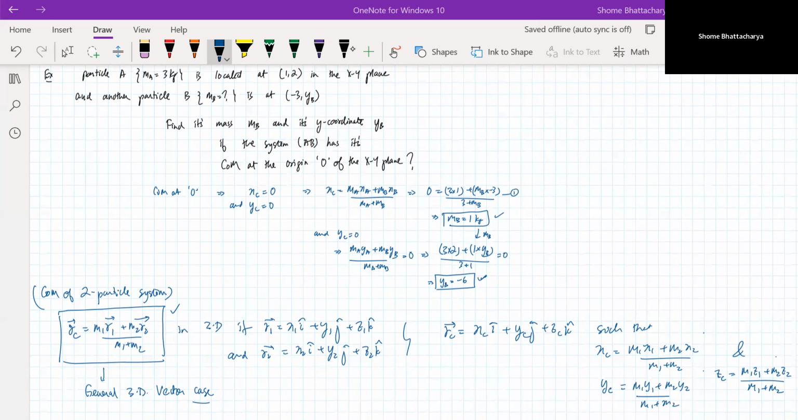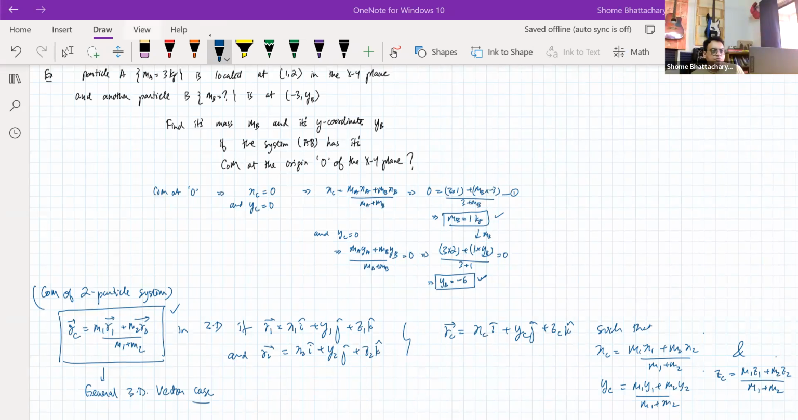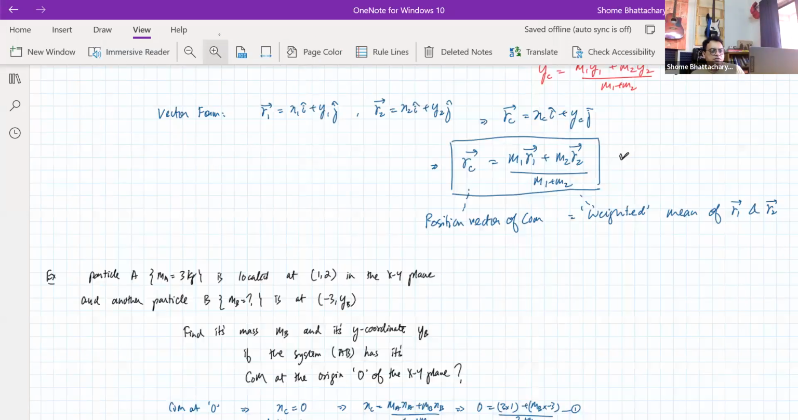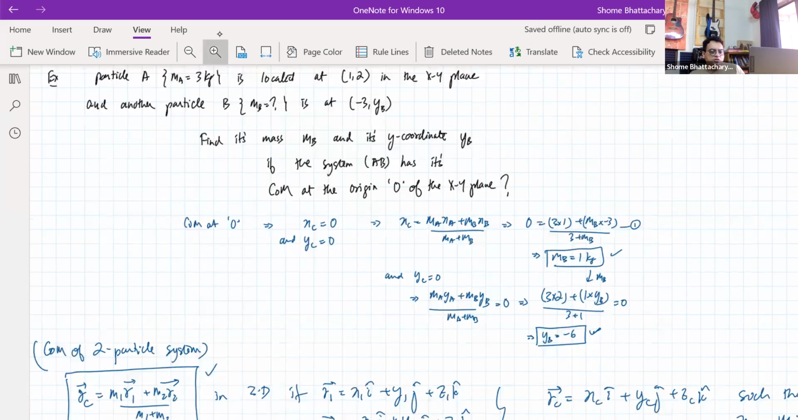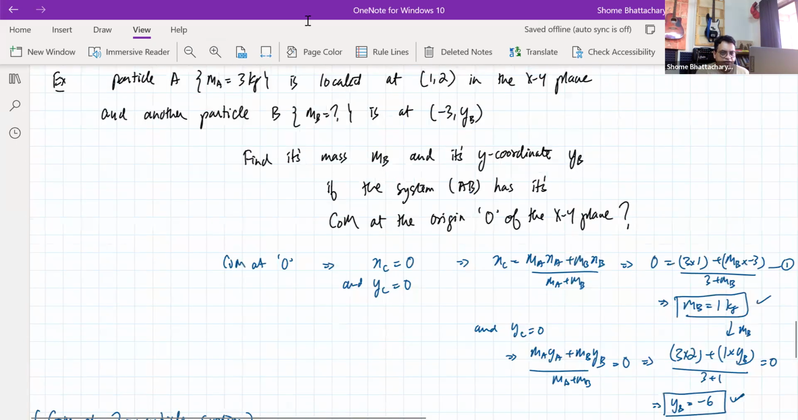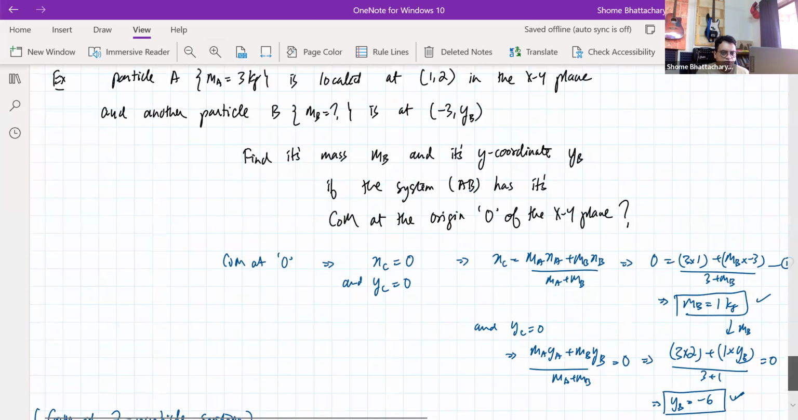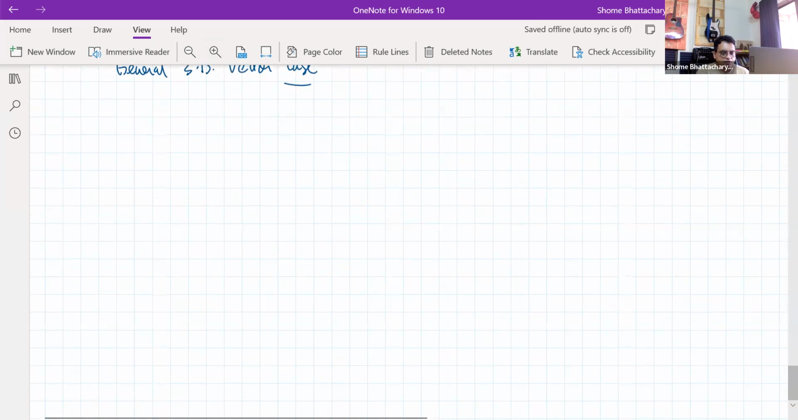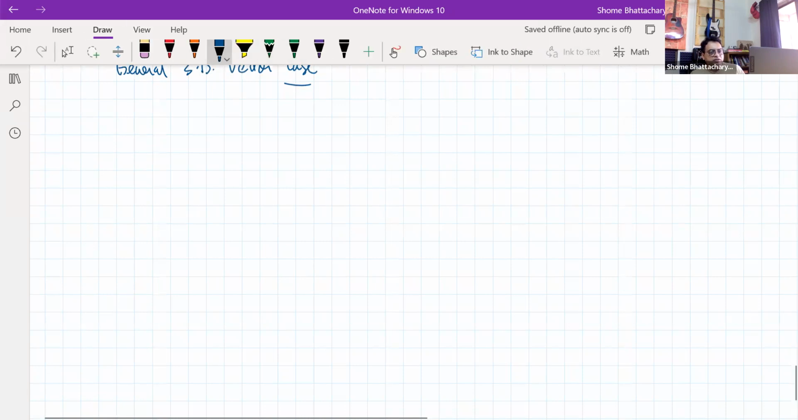Okay, so now let us extend this concept of center of mass for a system of particles consisting of two particles. Now let's extend it to something more general, consisting of any number of particles. So any general discrete particle system, how we define the center of mass for it. Let's understand that next. Center of mass of an n particle system.